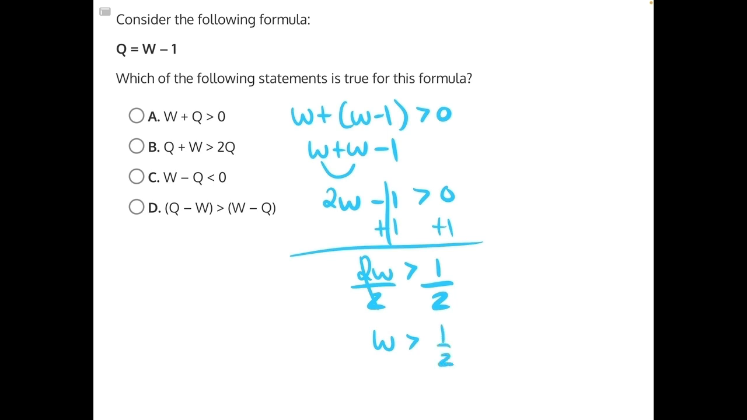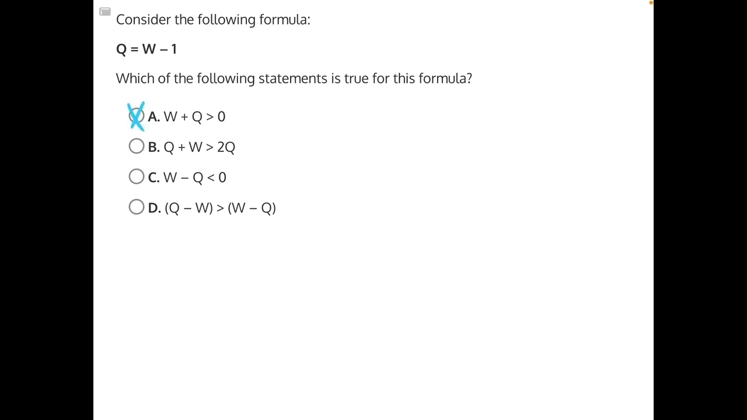Now, a variable can be any real number, and a real number is not defined as being only greater than 1/2. There are some real numbers that are less than 1/2, so that makes this statement incorrect and therefore makes A incorrect. Now let's look at answer choice B.